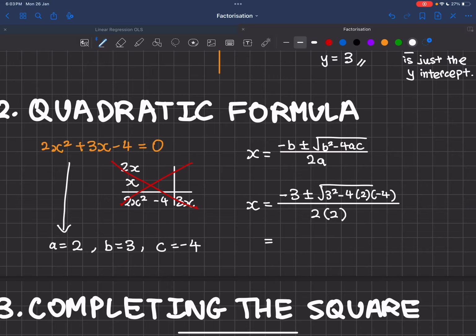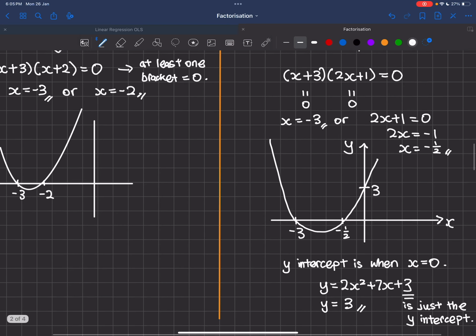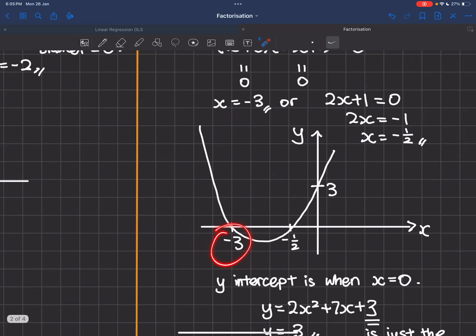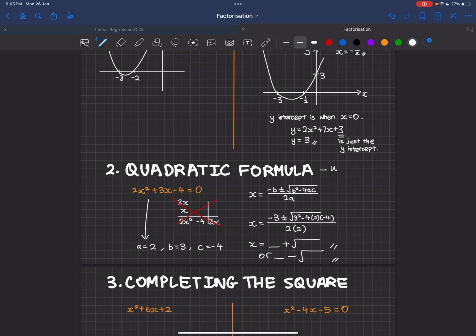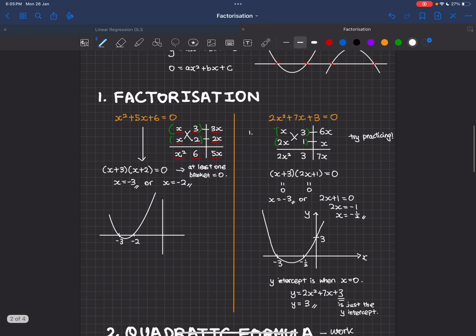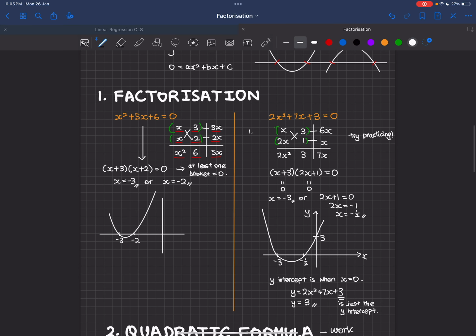And when you plug that into your calculator, what will you get? You can try plugging it in. So yeah, you'll get x equals to this plus or minus a square root of something. These are your two answers, which you can then once again graph as these 2 points. So that's the easiest way. This one will work every time. So if you want to just do this every time, sure, go ahead. But I personally like factorization.